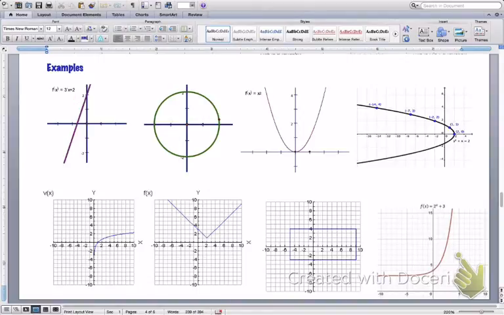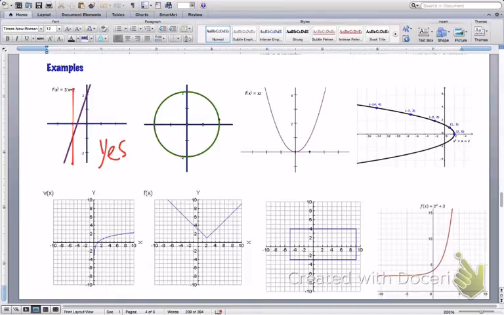I can draw it there. I can draw it here. No matter where I draw this vertical line, it only hits it ever one time. So there's nowhere that this straight line is going to fail the vertical line test. So this one's going to be a yes, it's a function.